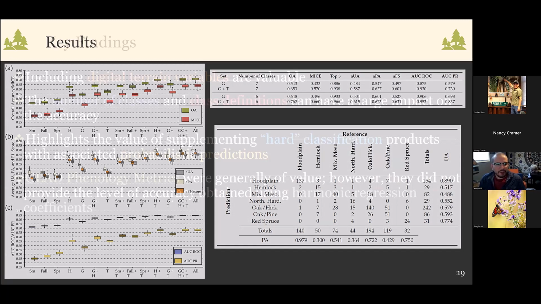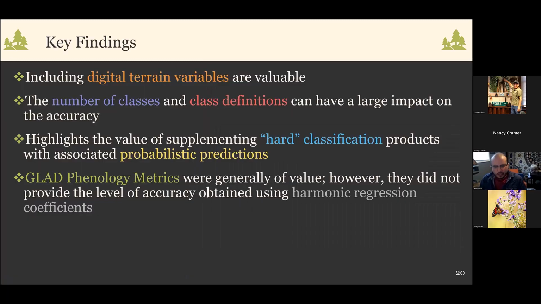So here were the key findings from that study. Again, we found, similar to other studies, that digital terrain variables are really useful for forest type differentiation, mainly because a lot of these forest types are spectrally similar. So having unique topographic locations where they occur helps you differentiate them, even if they're somewhat spectrally similar.